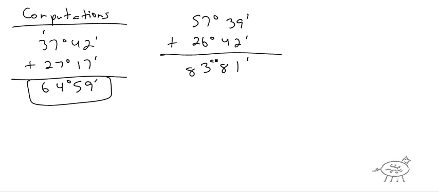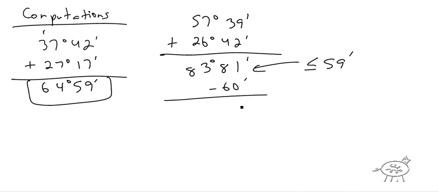Now there's a problem here, because that number needs to be less than or equal to 59 minutes. If it's 60 minutes, it's 1 degree more. So what you're going to do is subtract 60 minutes from that, and you actually get 21 minutes, and then that's subtracting 60 minutes, or 1 degree. I increase this one by 1, so it's 84 degrees, 21 minutes.